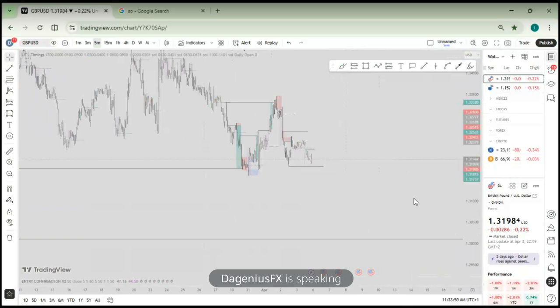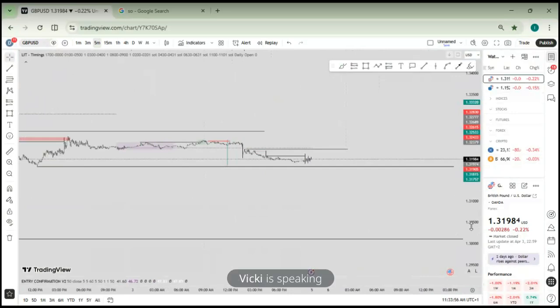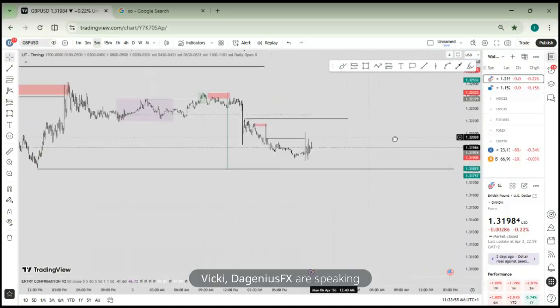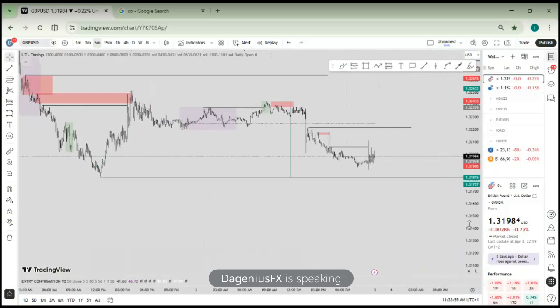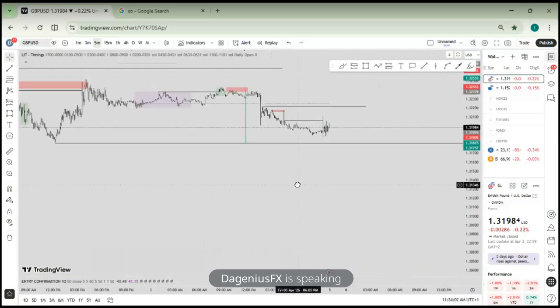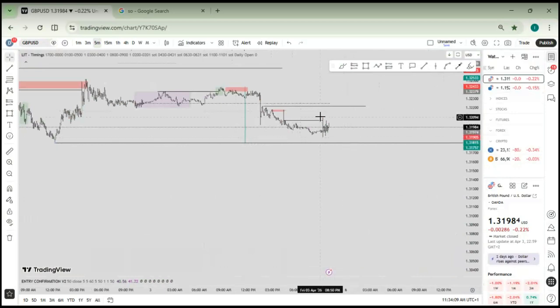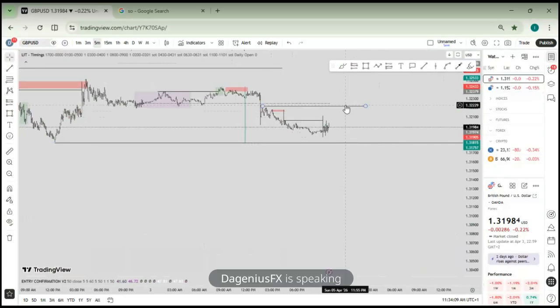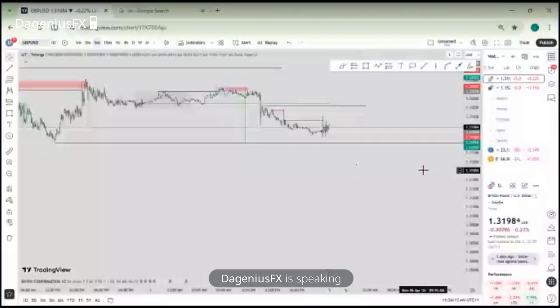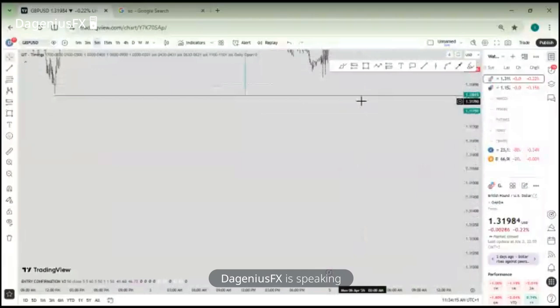So that's that. My network is poor right now. I don't really know what price is going to do, but for sure I need this line taken out, or a sweep of this side and back down. So that's my game.